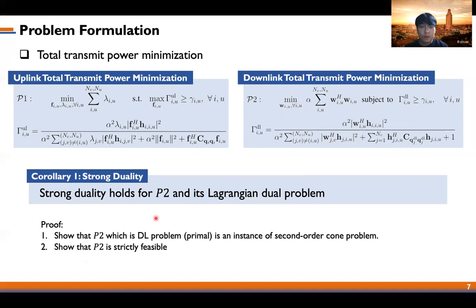The workflow is to prove that the downlink problem in P2 is actually an instance of second order cone problem, a convex problem, and to prove that the downlink problem is strictly feasible at the end.